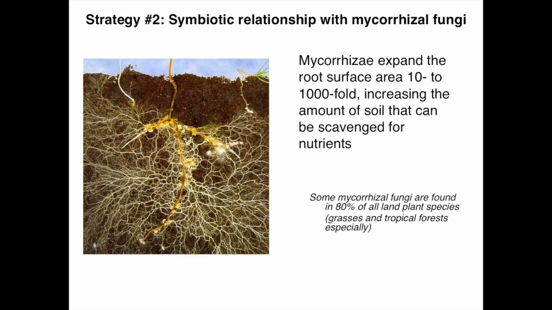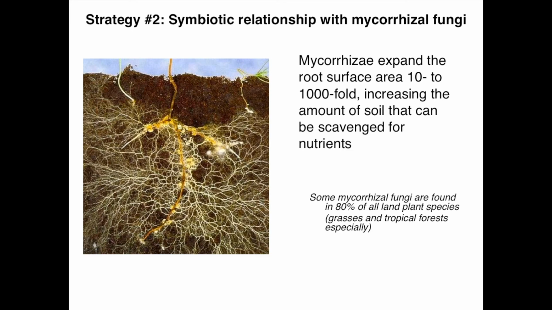So sometimes we can see it really well if we were to dig up plants. Other times we might need some sort of specialized microscope to see the fungi present. But really, we get this major extension, and we can get the root surface area increasing by 10 to 1,000 fold. So this dramatically increases the amount of soil that can be used or scavenged for nutrients.